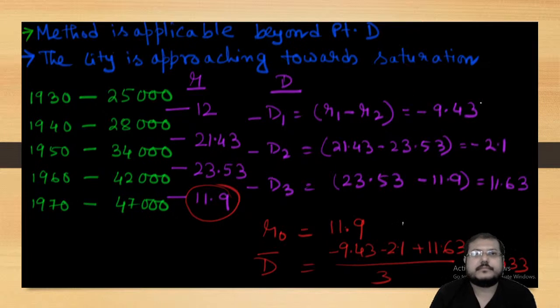Now, what is written here means that this is applicable beyond point D, where the curve is approaching towards saturation. That is important. The curve is approaching towards saturation.